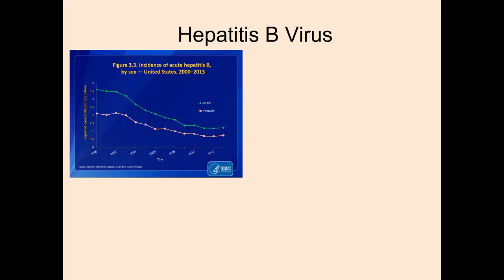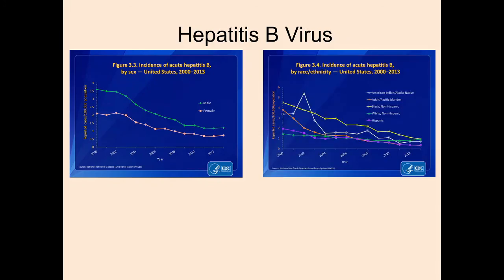So here we have the incidence of acute hepatitis B by sex. And so we see that males have a higher rate than females overall. They're the green bar, the females are the pink bar. And you see that for both sexes, the incidence rate has been going down. The acute hepatitis, where they're moving on to that jaundice and the cirrhosis of the liver, the incidence has been going down.